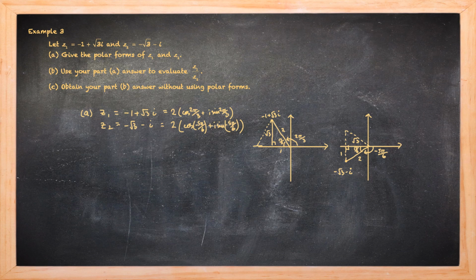So that's part A. We've found the polar forms. Let's move on now to part B. We're asked to use these polar forms to evaluate Z1 divided by Z2. So remember, the modulus will be the two moduli divided. 2 divided by 2 is 1. And the arguments are subtracted. So we will have 2 pi upon 3 minus -5 pi upon 6, which is 2 pi upon 3 plus 5 pi upon 6.